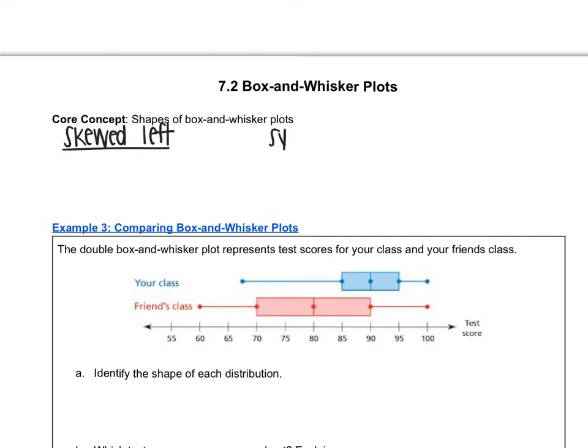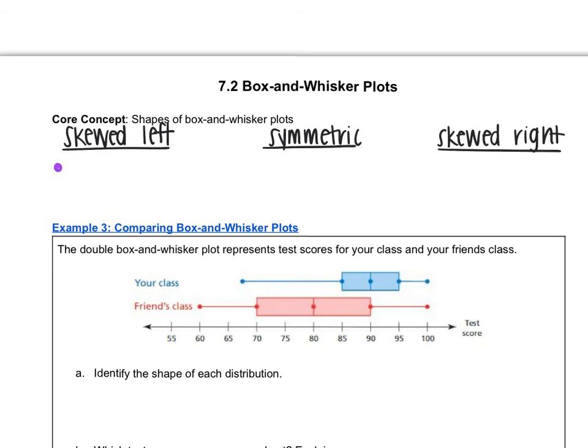Symmetric. Or skewed right. So skewed left, symmetric, or skewed right. Skewed left is going to look like this. We're going to sketch a picture of it.